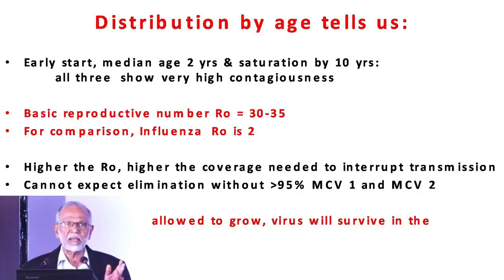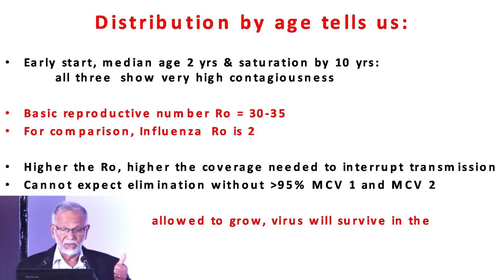The basic reproductive number, R0, if you do not know what it is, coffee break time or lunch break time, you ask me, I'll explain it to you, is 30 to 35. For comparison, even in the pandemic flu, the R0 was less than 2. So that's how contagious it is.